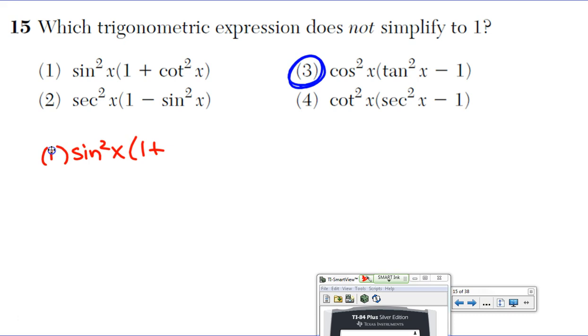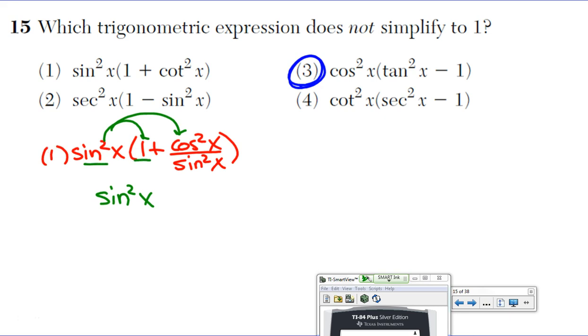Cotangent squared is going to be cosine squared over sine squared. So you're going to distribute this. So sine squared times 1 is sine squared. But when you distribute this one with that one, the signs are going to cancel and you're going to be left with cosine squared. And this is a huge identity that you have to know, that sine squared plus cosine squared is equal to 1. So that's true.